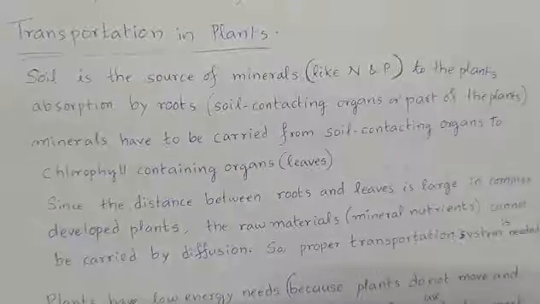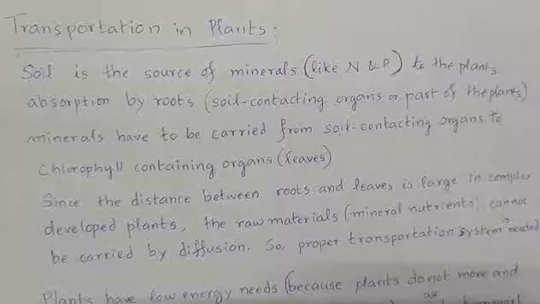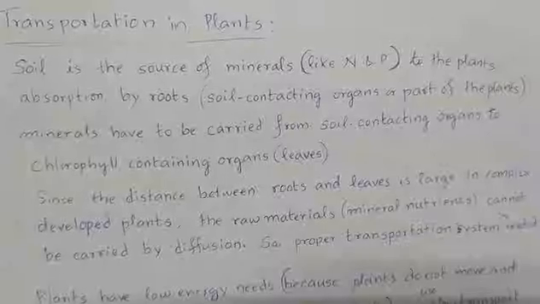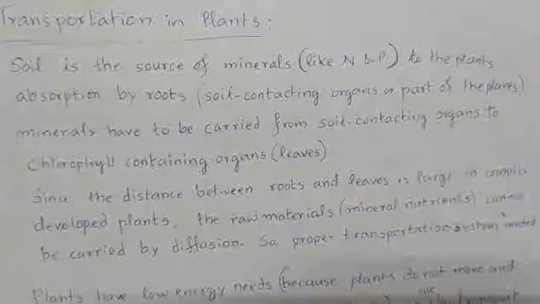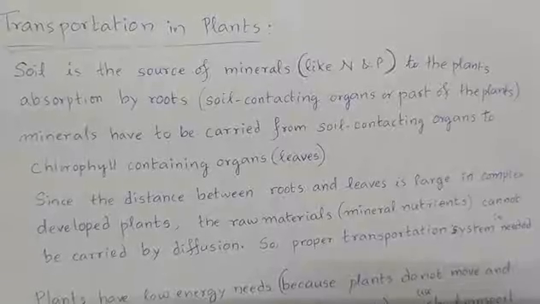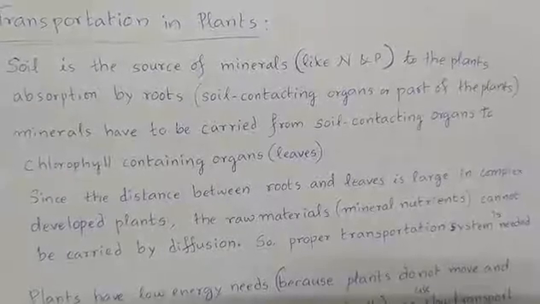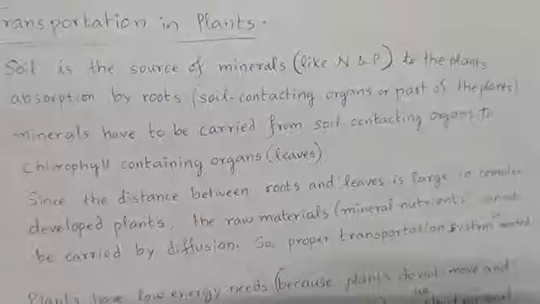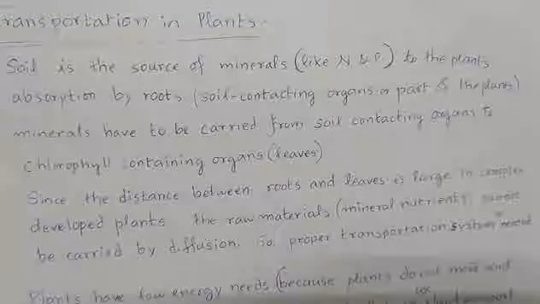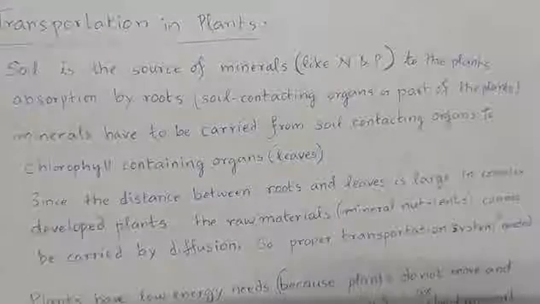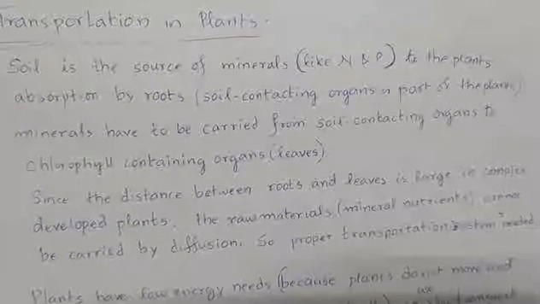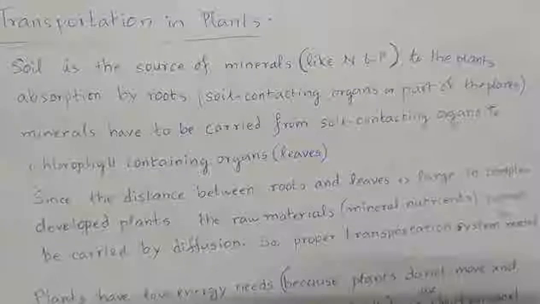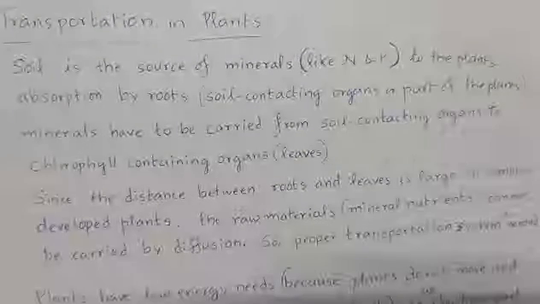Next, transportation in plants. Plants synthesize food by photosynthesis, but the food synthesized by photosynthesis alone is not enough for the development of the plant body. So they need other biomolecules to be synthesized also. In order to synthesize the other biomolecules, plants need many other mineral nutrients. The mineral nutrients are taken from their source. Soil is the nearest source for the plants to obtain mineral nutrients like nitrogen and phosphorus.